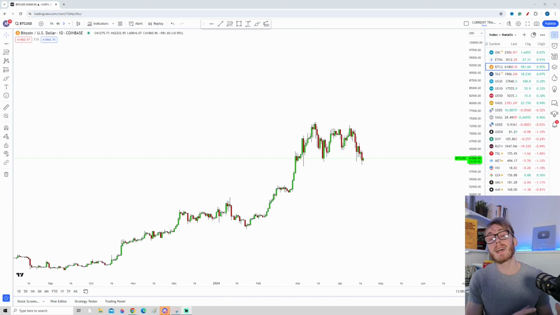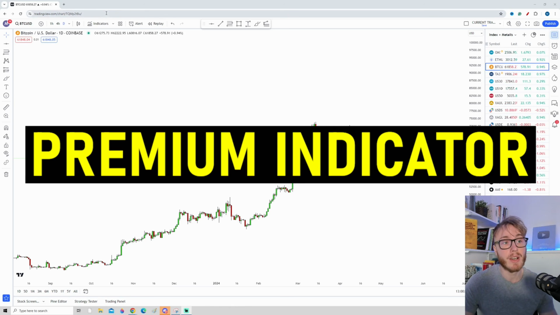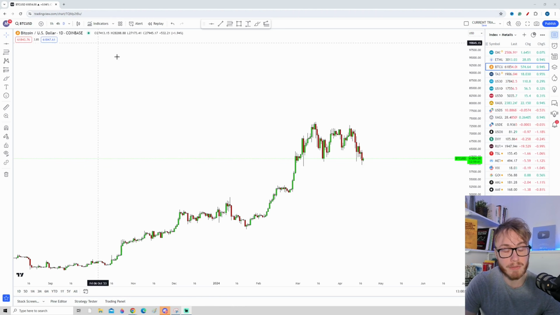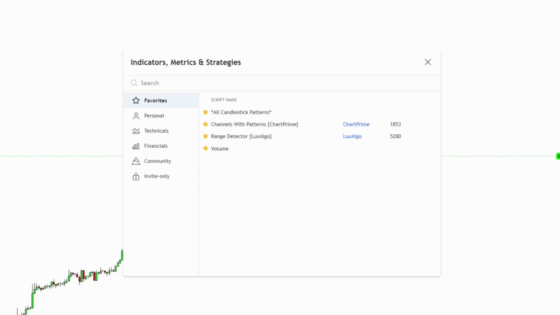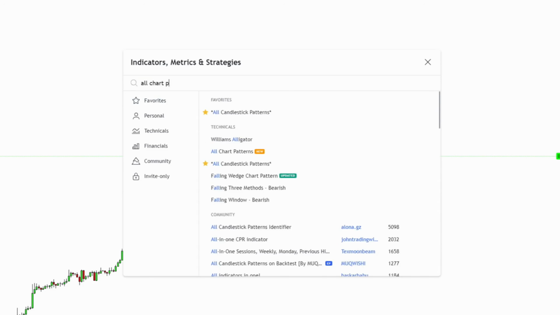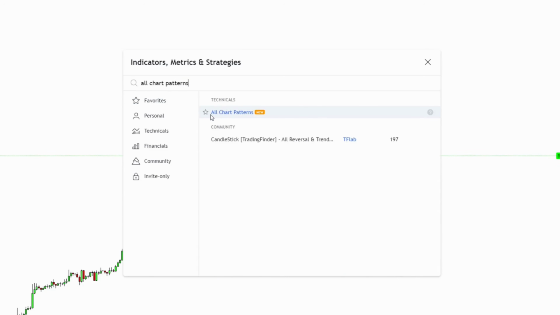So now the last but definitely not the least indicator we're going to take a look at is a premium indicator here on TradingView. And to find this indicator, once again, we go up here to the indicators tab, and now we want to search for all chart patterns. And the indicator we want to use here is called All Chart Patterns, and it's built by TradingView, so feel free to start this one.